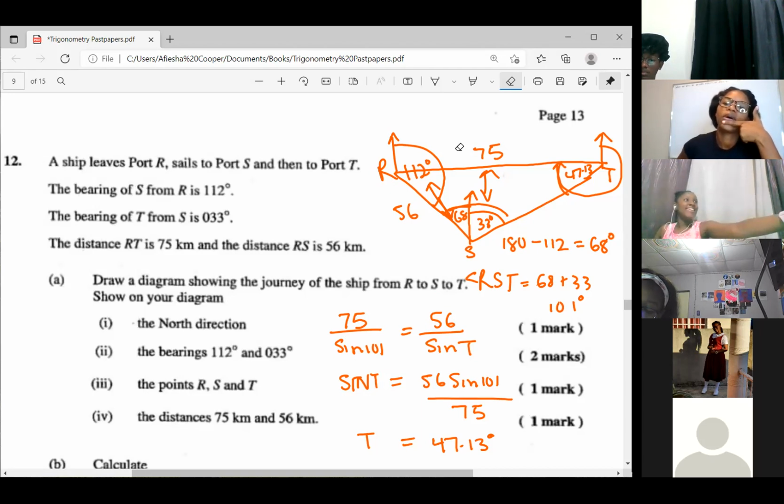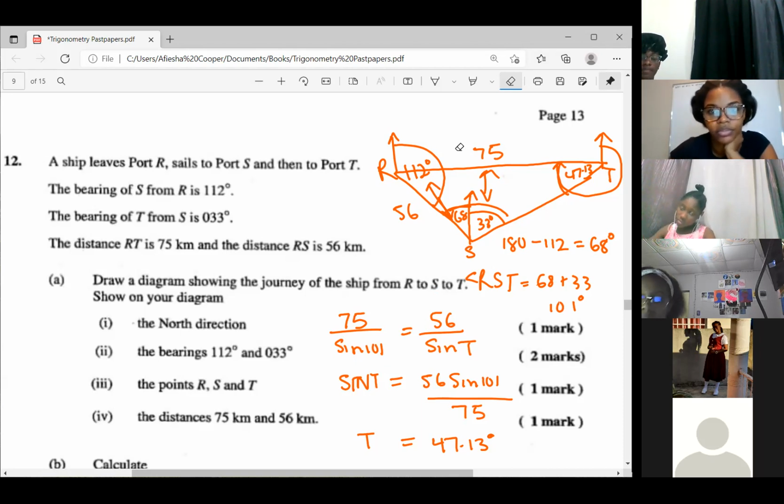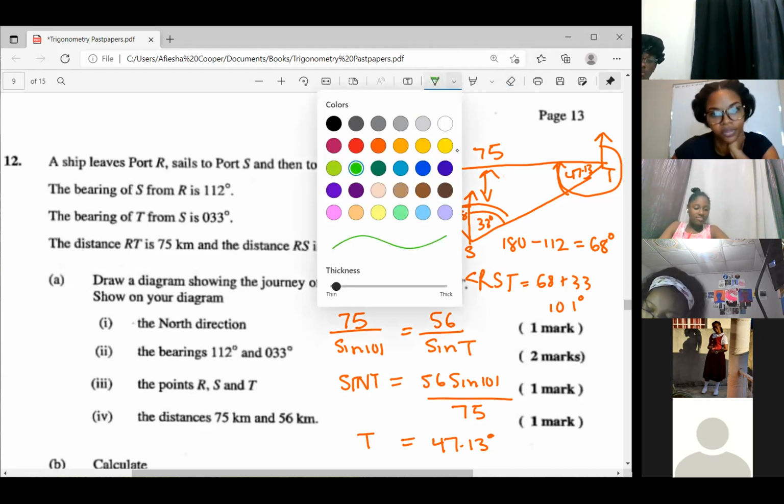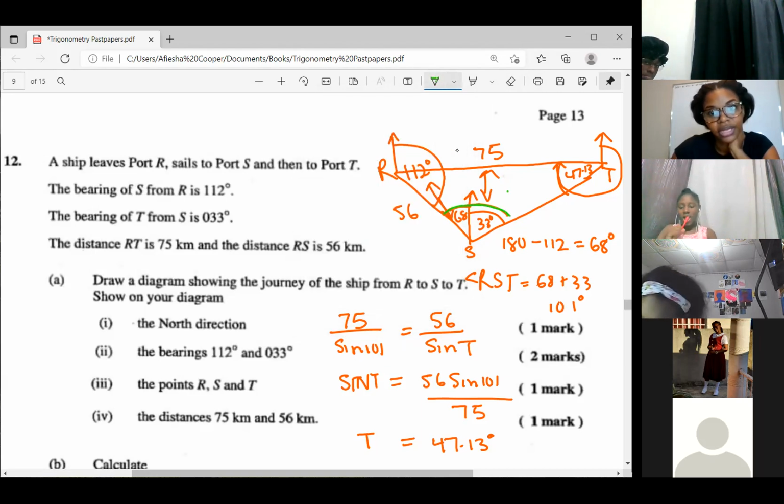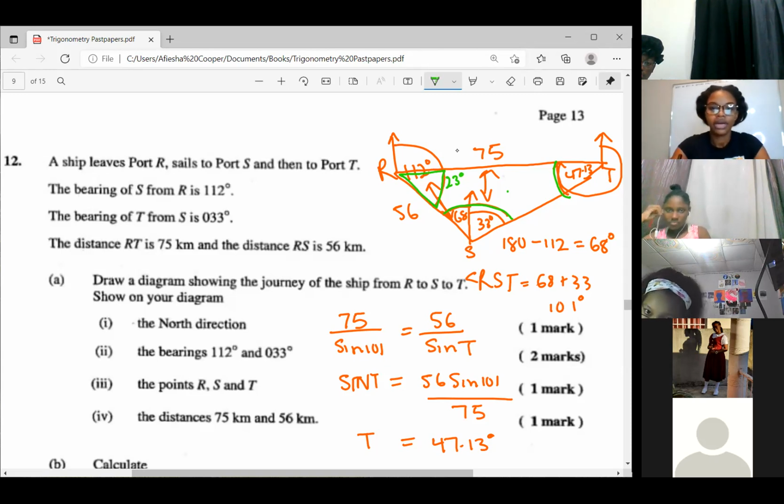Miss, 23. How? 180 subtract 110 plus 47. Since a triangle is 180 degrees, I added all the angles we have inside, which is 110 and 47, and subtracted it from 180, and I got 23. We have 101, 47.13, and how much will the remainder be here? It's 23 degrees. All right.